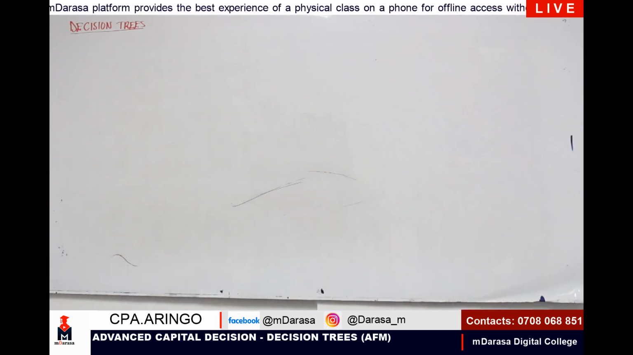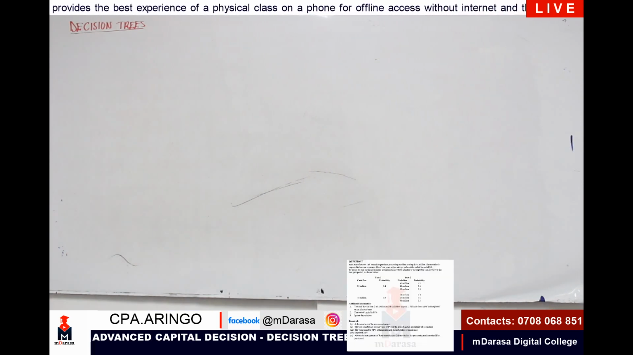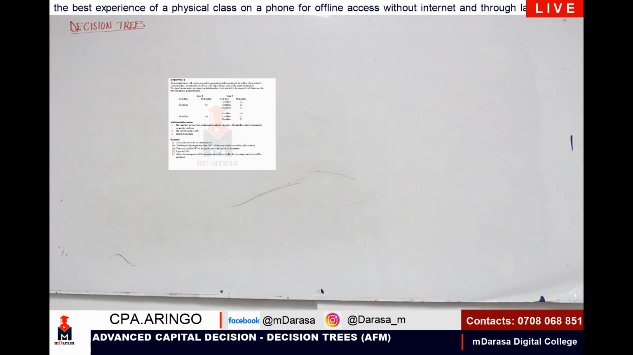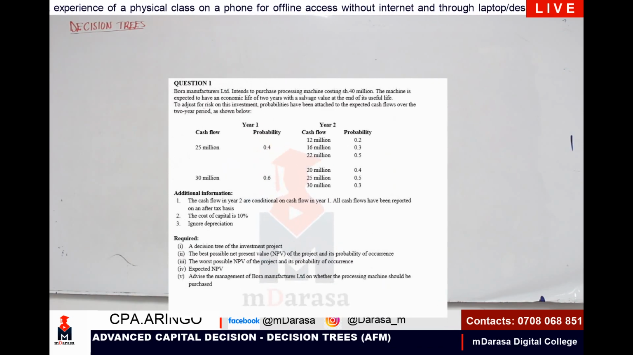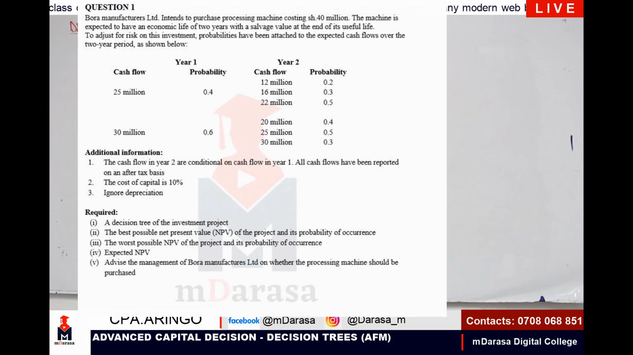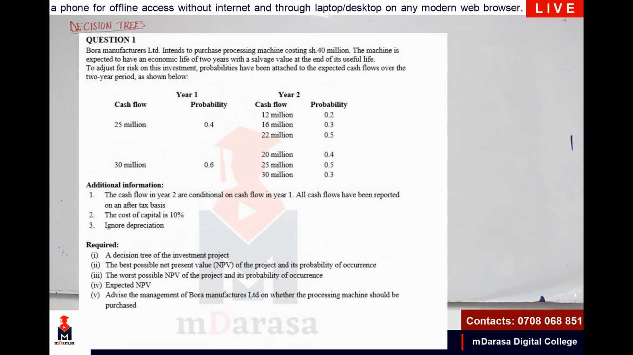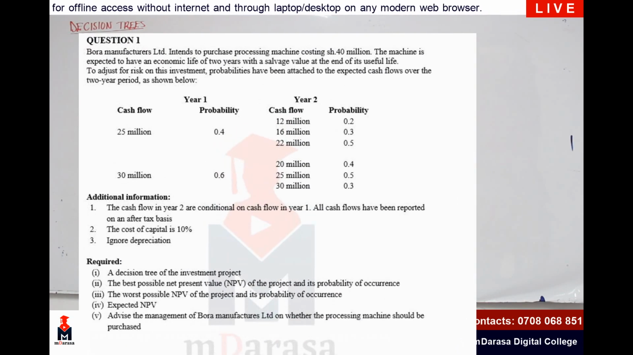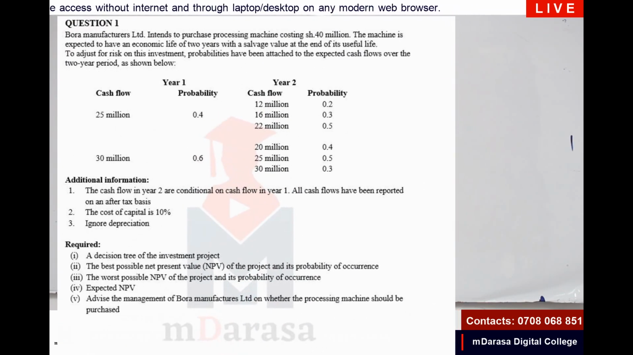And on that note, I want us to use this question. Literally, you can download this question for you to have a view of it as we go through it. It's a very interesting question, quite detailed, and it has a lot of concepts. By the time we are done with this class, I'm very sure there's no question that you can't handle when it comes to decision trees and the concept of NPV.